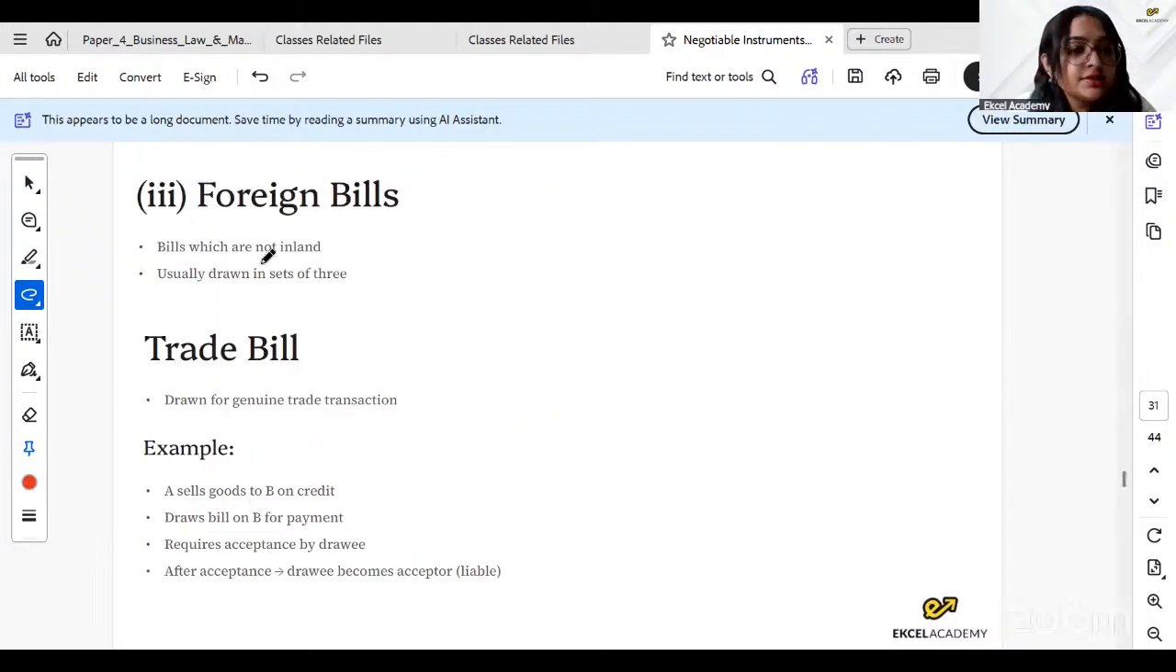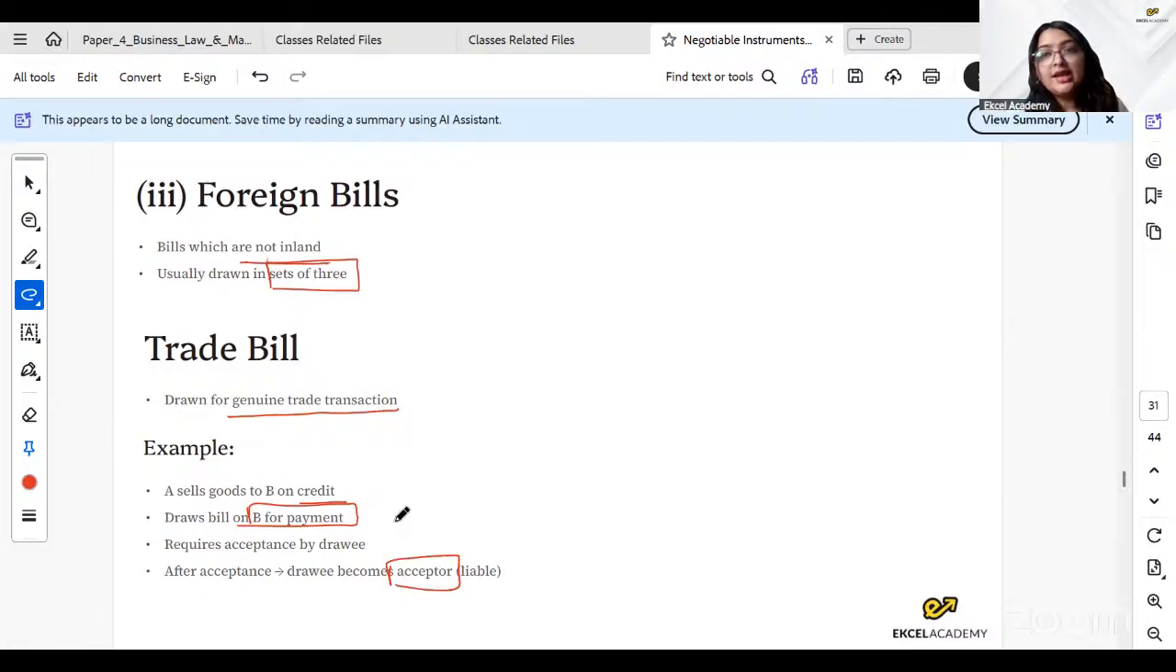Then you have foreign bills, the ones which are not inland, and they're usually drawn in sets of three. You have a trade bill which is drawn for a genuine trade transaction. So A sells goods to B on credit, draws bill on B for payment. It requires acceptance. Who will have to accept in this case? B. After acceptance, B becomes your acceptor. Why? Because B has accepted to pay that amount to A.